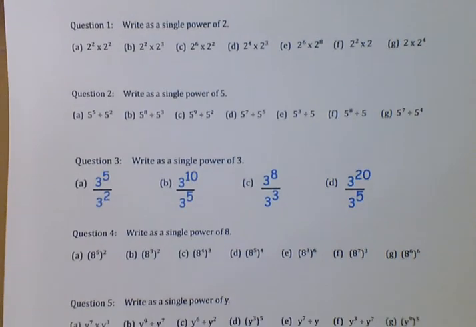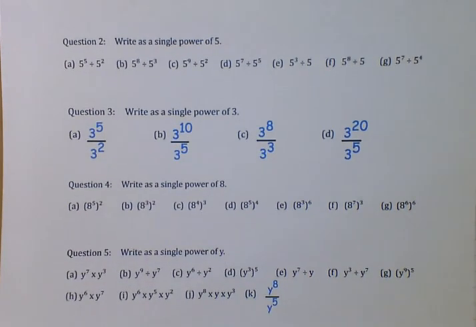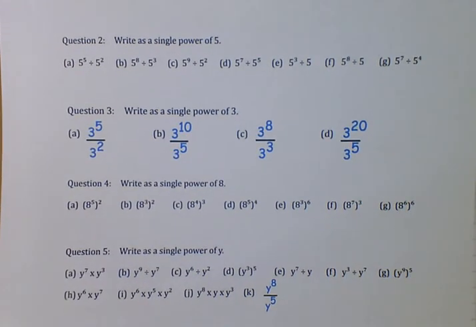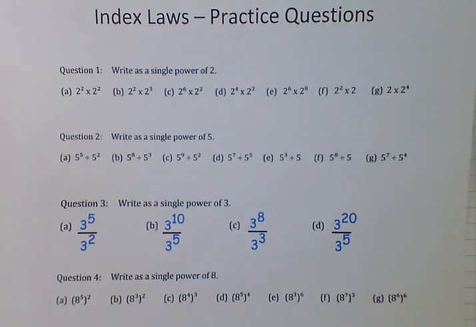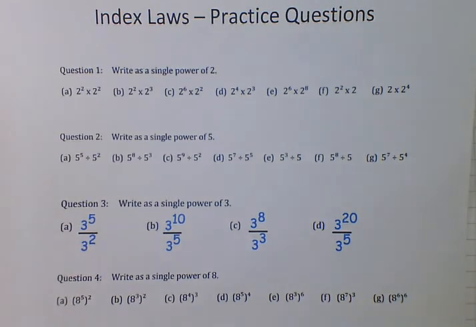And then down here we have some mixed ones, so you have to choose which index law you are going to use. So if you'd like to pause the video now and either copy these off the screen and do them in your books, or you can print the Word document from Go for Schools and either complete it on the Word document or complete it in your books. It's up to you.